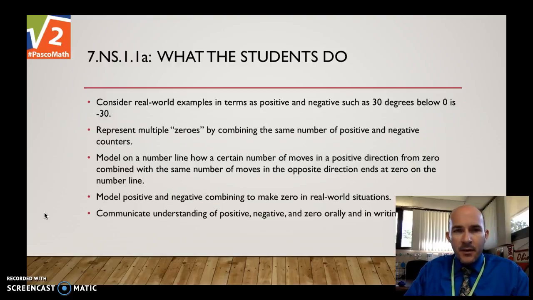Students should be modeling on the number line how a certain number of moves in the positive direction from 0 combined with the same number of moves in the negative direction ends up at 0. And then model positives and negatives combining to make a 0 in real-world situations. And then really communicate. So we're looking at math practice 3 again, that they need to communicate understanding of positive, negative, and 0, orally and in writing.